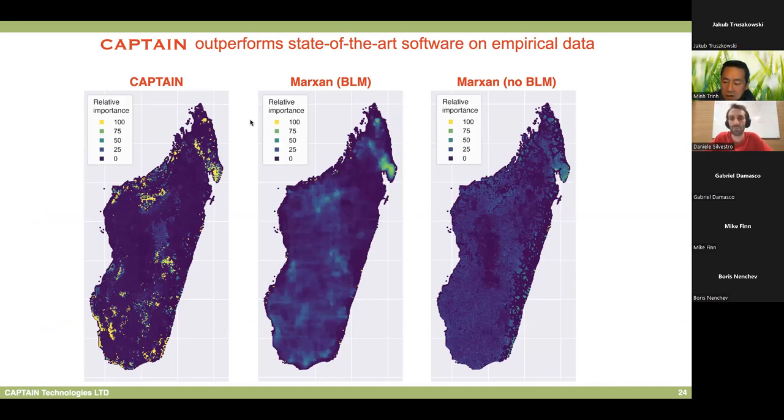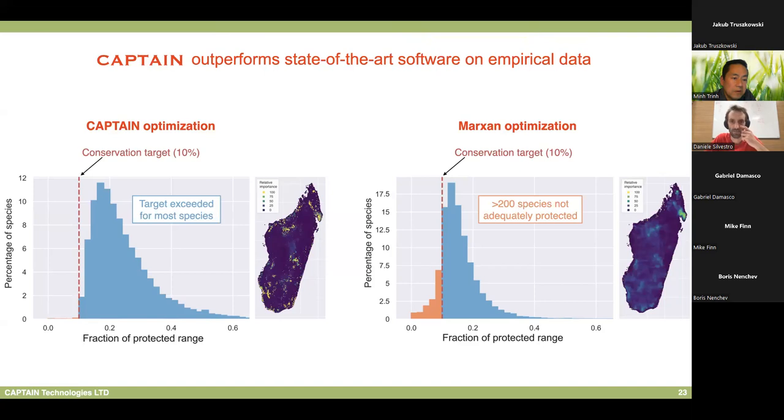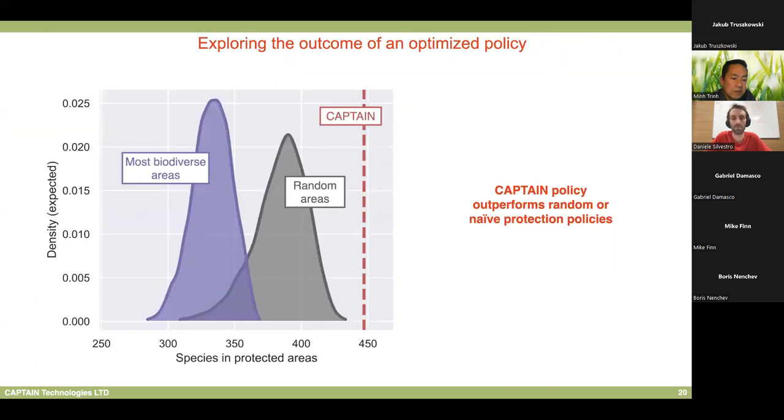So it's striking to me the plot you showed a couple of slides ago, where just preserving random areas seems to do better. Yeah, this one, than the most biodiverse areas, and I'm wondering why that is. I mean, are random areas surprisingly good, or are most biodiverse areas really bad? Yeah, most biodiverse areas are really bad because biodiversity is distributed heterogeneously in space.